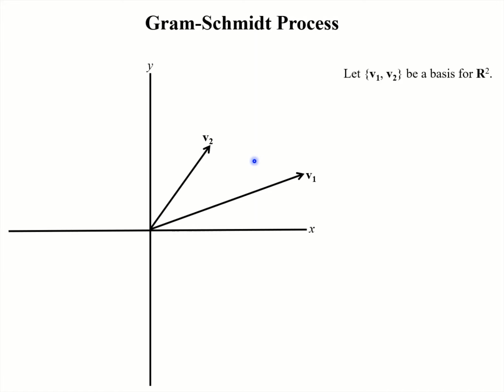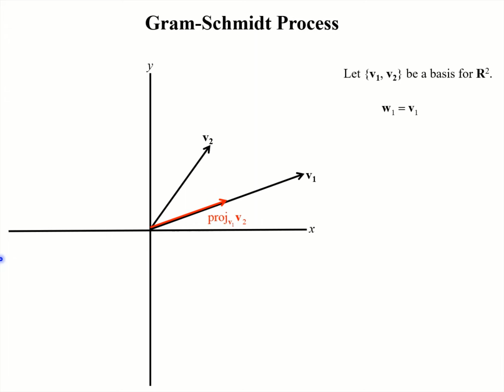So how are we going to do that? Well, the first thing I'm going to do is I'm going to let one of those vectors be W1, and I'll just let W1 equal V1. But before I do that, I'm also going to point out the projection of V2 onto V1 looks like that. Okay, so you can see that that's the projection.